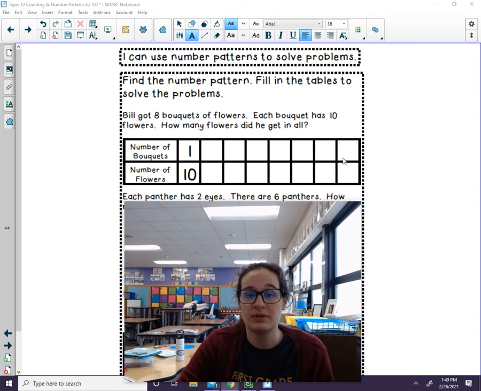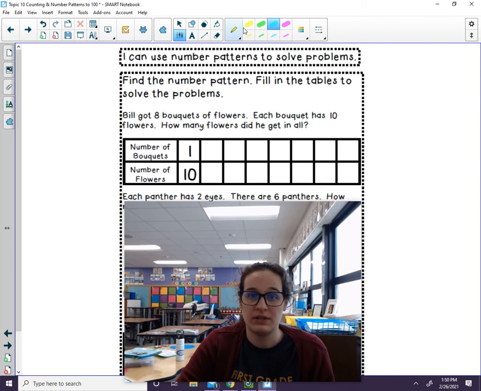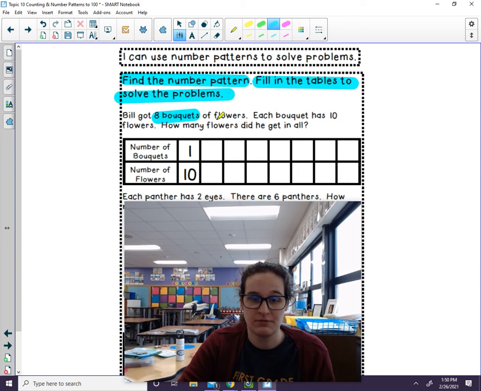Your practice sheet is similar. I'm going to help you fill in the top row for each problem. Let's go ahead and read the directions. Find the number pattern. Fill in the tables to solve the problems. Bill got 8 bouquets of flowers. Each bouquet has 10 flowers. How many flowers did he get in all?